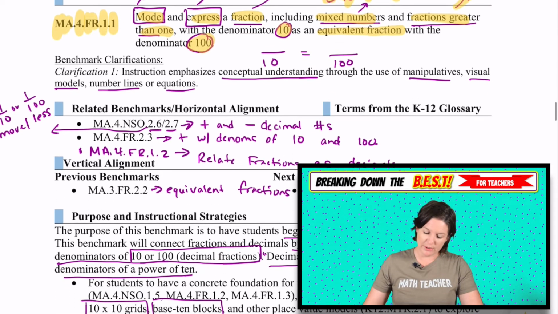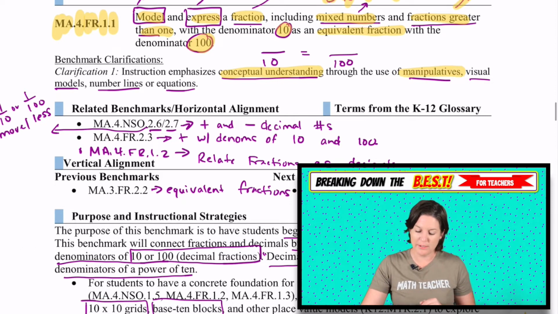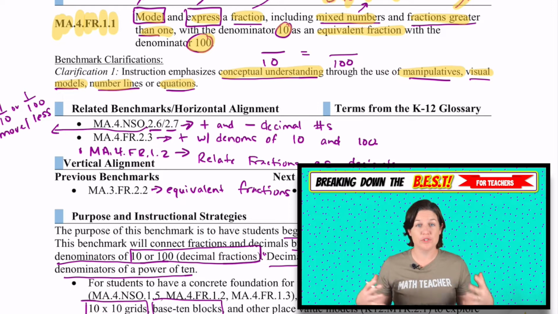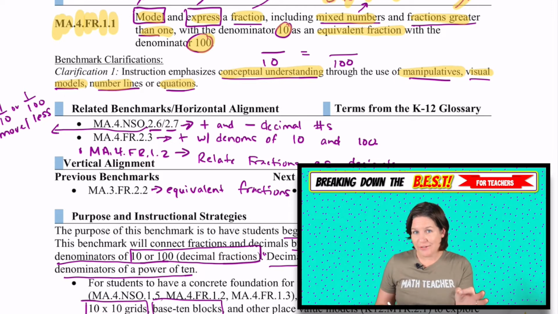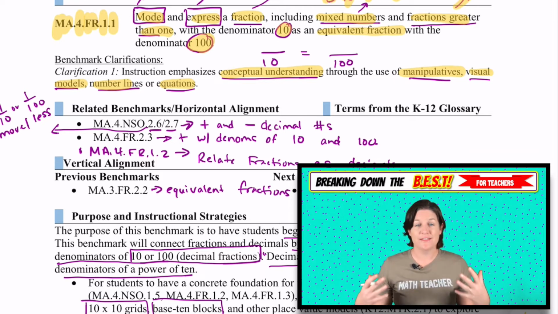We've got some benchmark clarifications here. This one says that instruction emphasizes conceptual understanding through the use of manipulatives, visual models, number lines, and equations. This means we will have plenty of visuals and number lines involved in Taking on the B.E.S.T. And when you can break out those 10 rods and the 100 rods there that then become the tenths and the hundredths for a fraction, that is awesome as well.